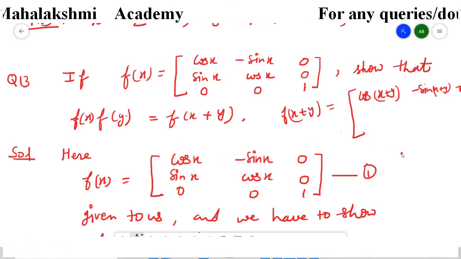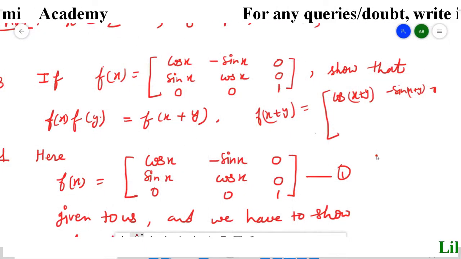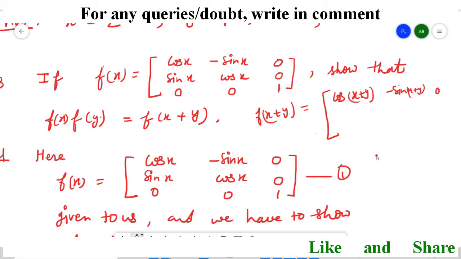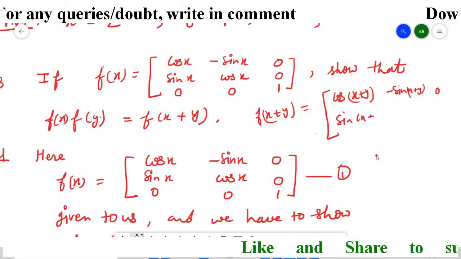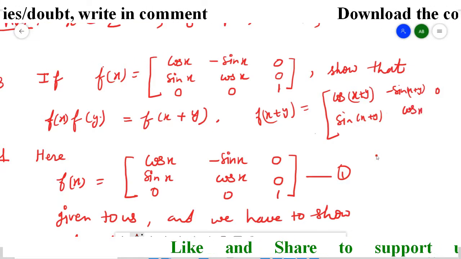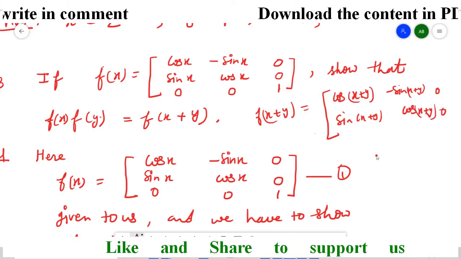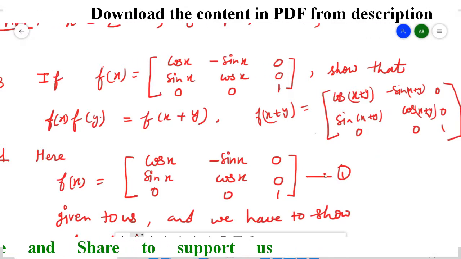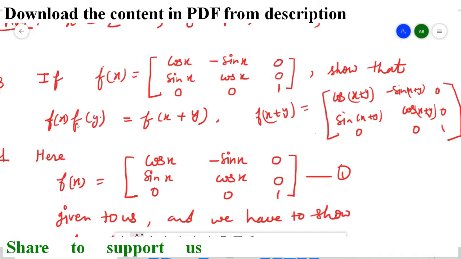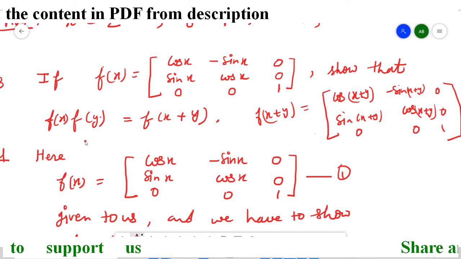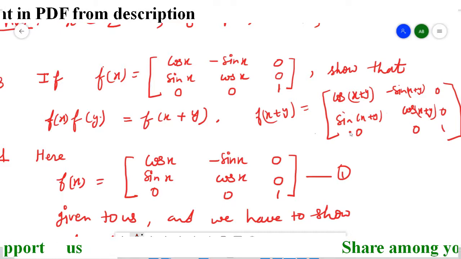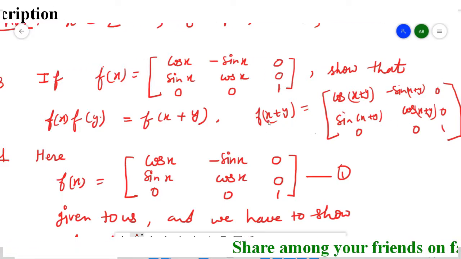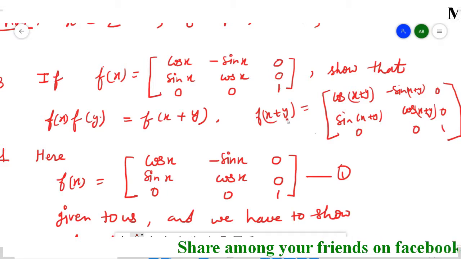Let me shift it a little bit. 0, and then here is going to be sin of x plus y, and then cos of x plus y, 0, then 0, 0, 1. So this is our target, fx multiplied by fy. When we proceed, at last we have to find this result. If we are able to get this result, the conclusion is that it's going to be the function f of x plus y. So we'll start the process.